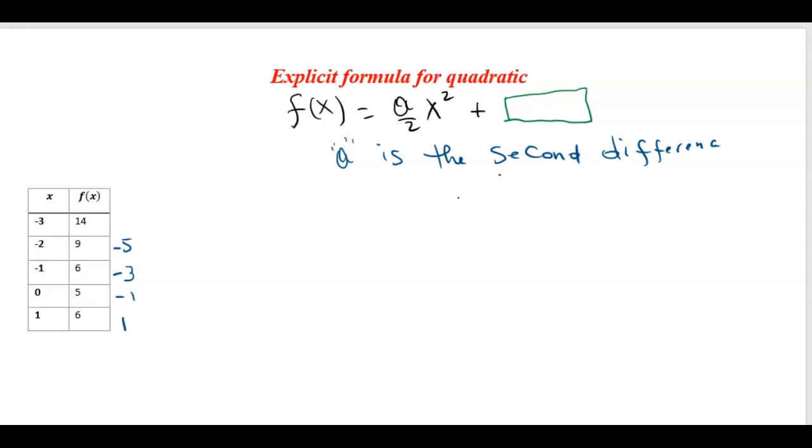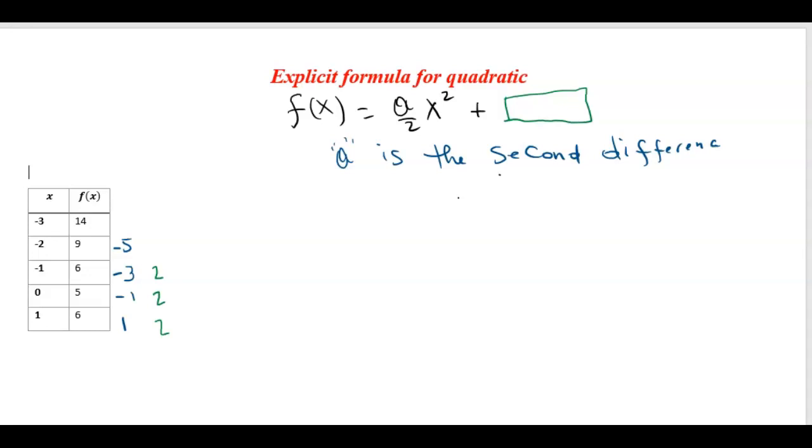So now we need to find the second difference. So from -5 to -3, we add 2. -5 plus 2 is -3, and -3 to -1 we also add 2. -3 plus 2 is -1, and -1 plus 2 is 1. So that's the second difference. Notice that the second difference is constant, and that's how I know I have a quadratic function, because the second difference is constant.